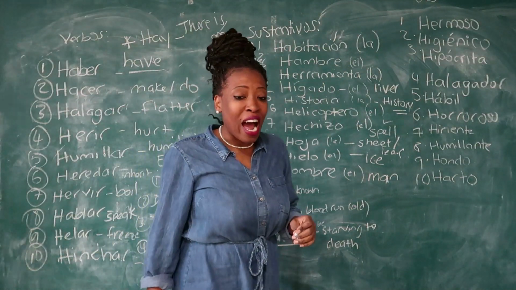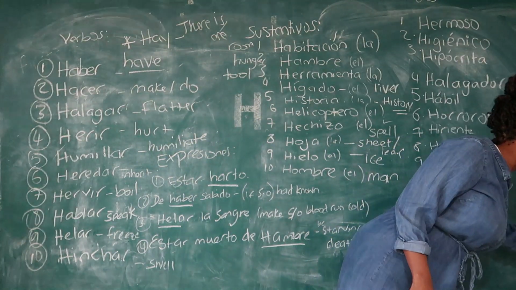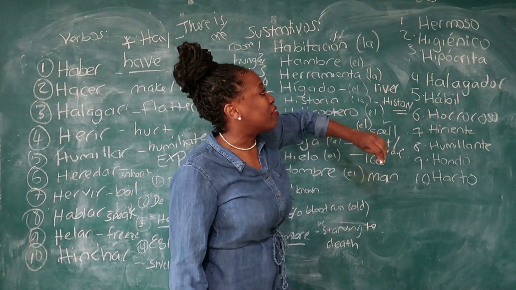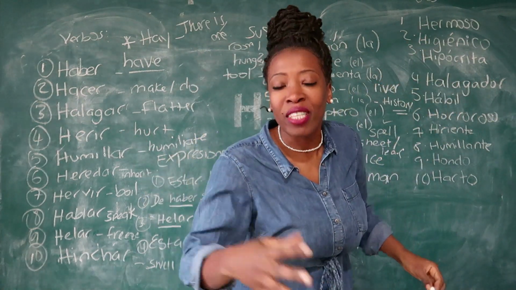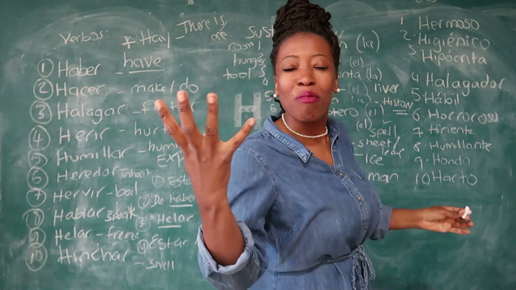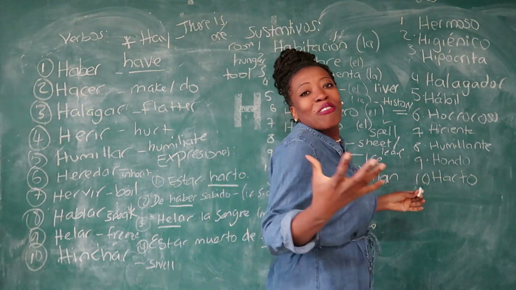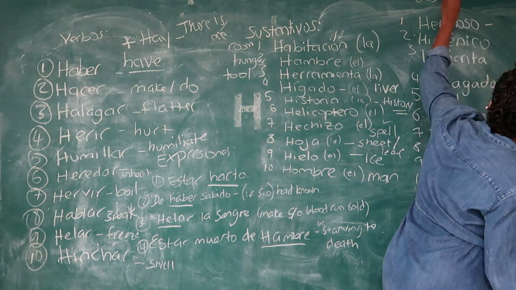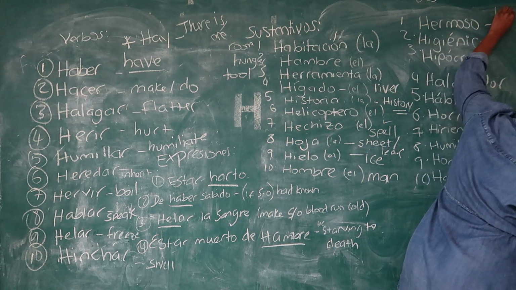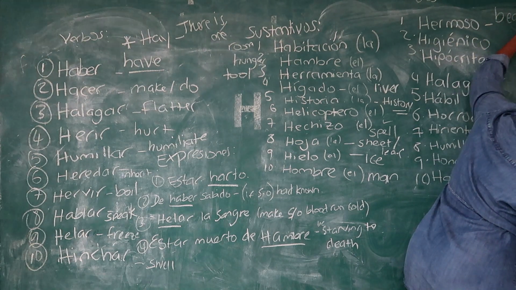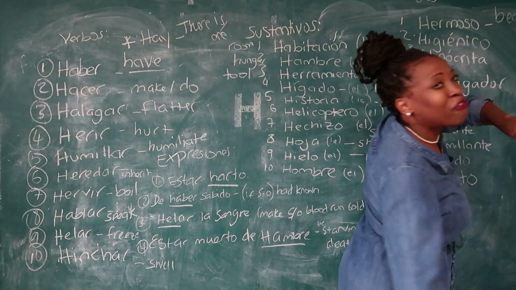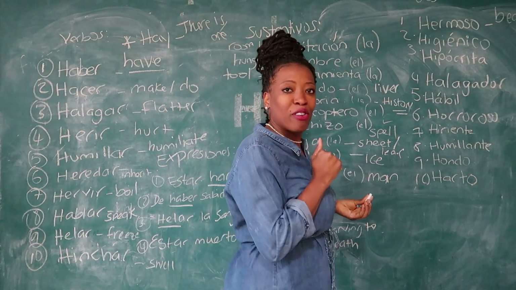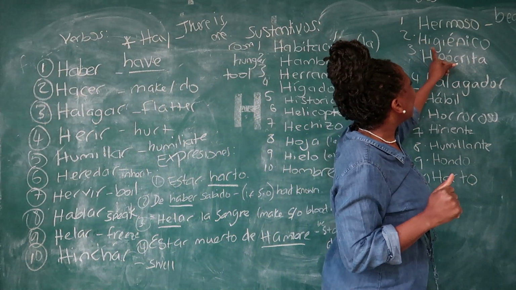Let's move on to our adjectives, and I'm running out of chalk, so let's get another piece. Right, adjectives. Hermoso. Eres hermoso. Beautiful, precious, hermoso. Hermoso is beautiful, or hermosa. Beautiful, because you're beautiful. Eres hermoso. Hermosa, if you're a girl, okay?